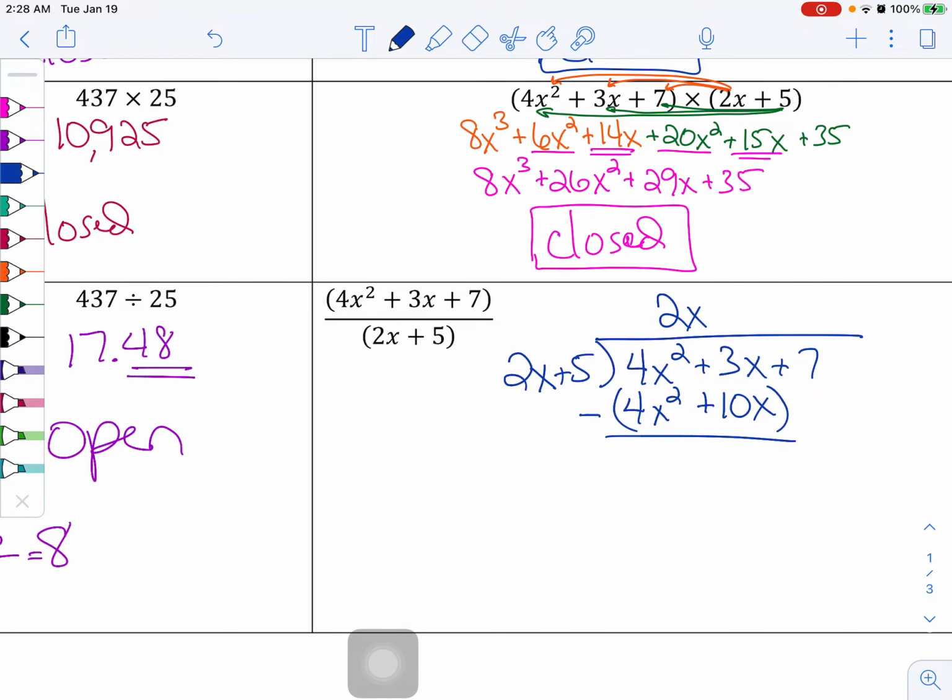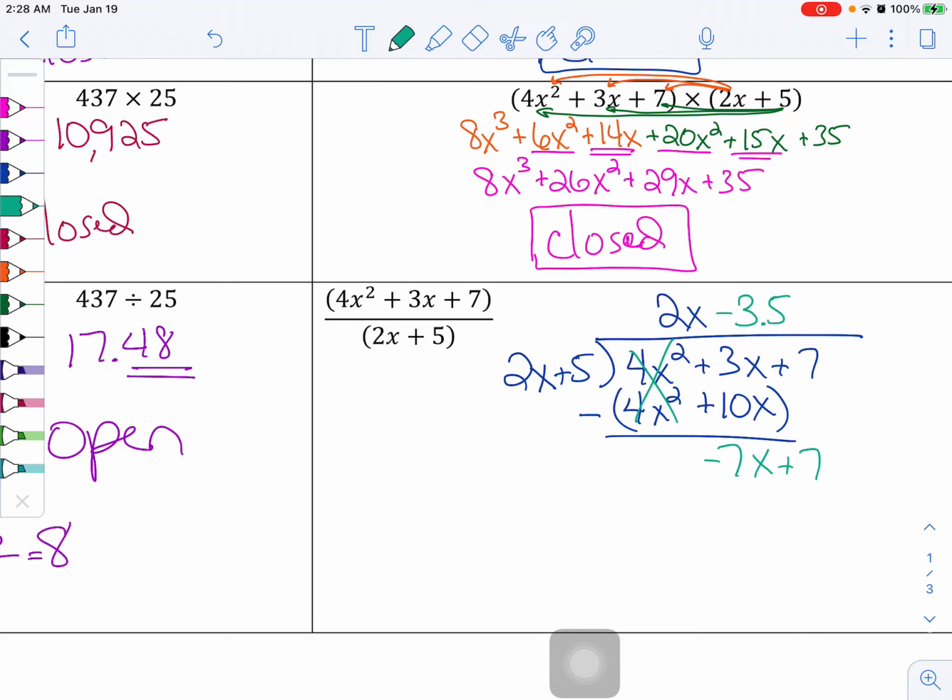10x. I'm going to subtract both of these. So those two terms cancel. That's going to be negative 7x plus 7. Yeah. So let's see. Negative 7x divided by 2 is negative 3.5x. Or just negative 3.5. Sorry about that. Let me take out the x.